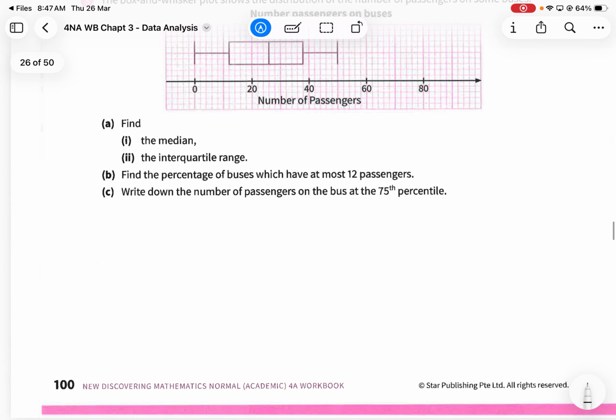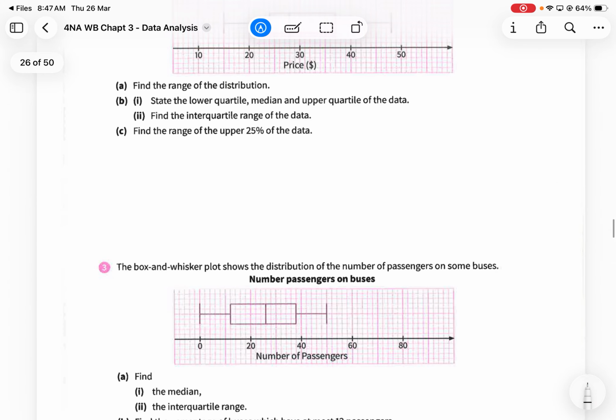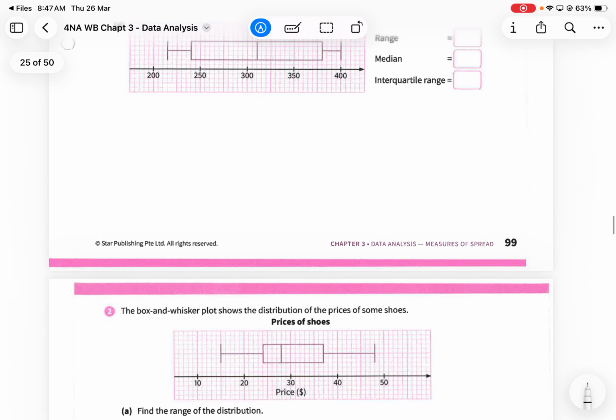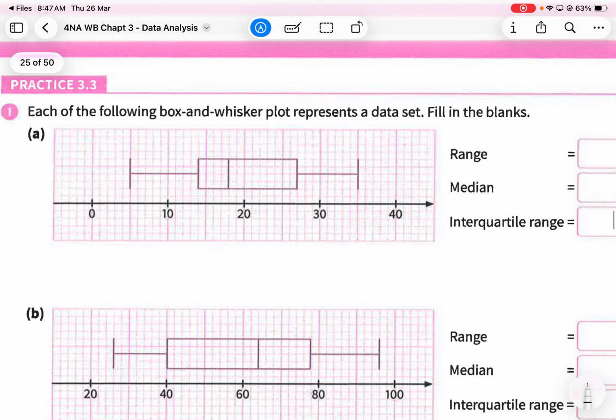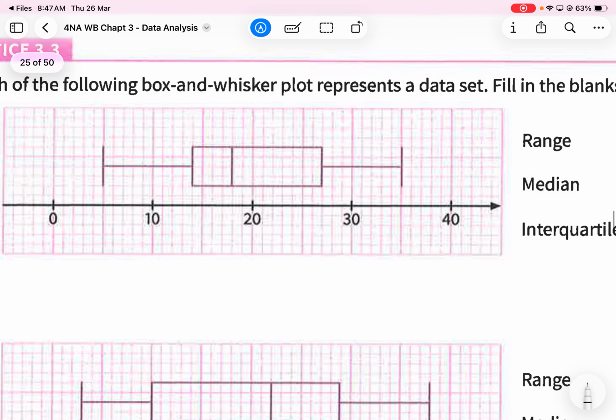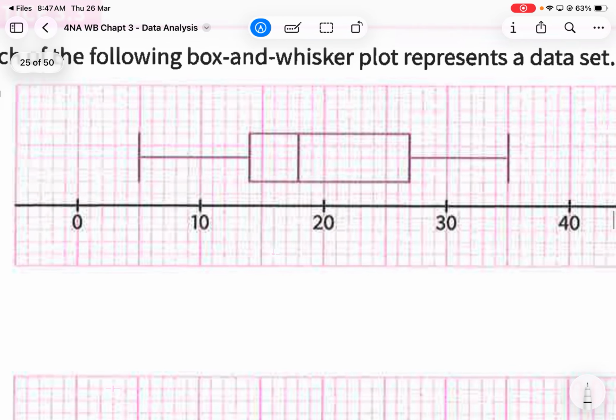Okay, they are doing the question on page 99. From the Box and Whisker, you need to be able to read the minimum, maximum, Q1, Q2, Q3. Like that only.